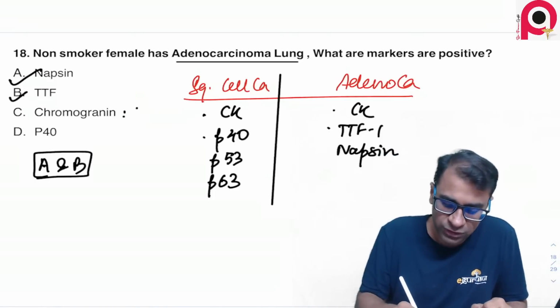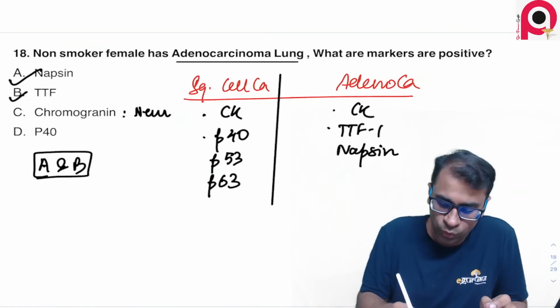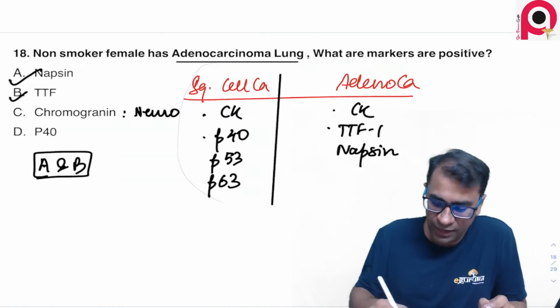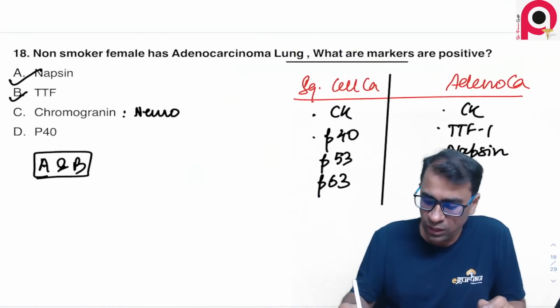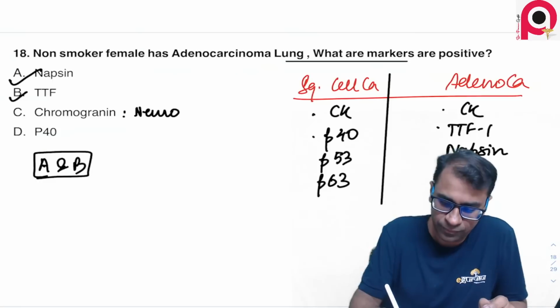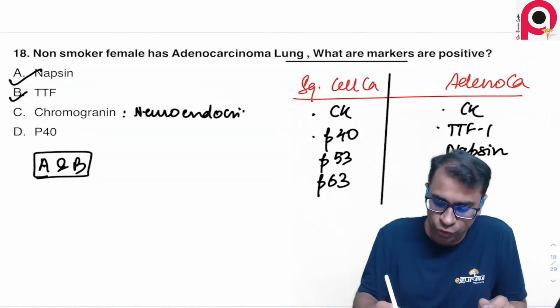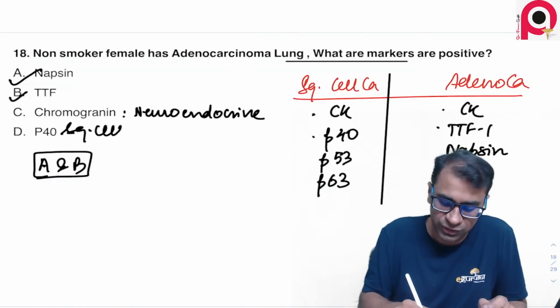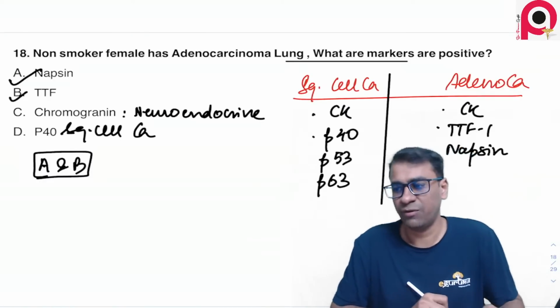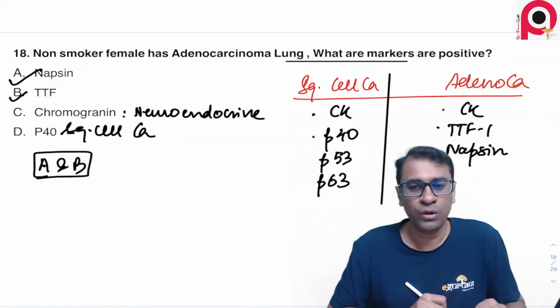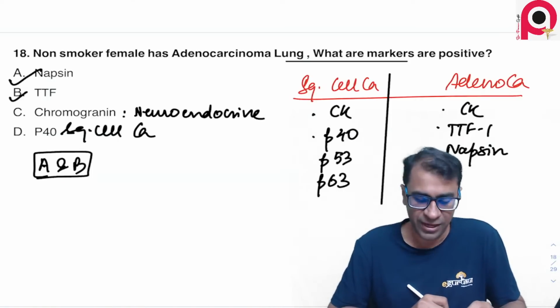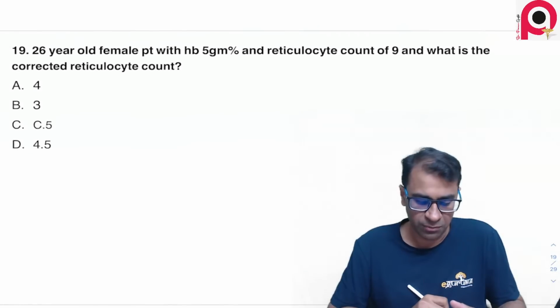Remember, chromogranin is positive in the neuroendocrine tumor. Okay, chromogranin is positive in the neuroendocrine tumor. And P40 is positive in the squamous cell carcinoma. Napsin and TTF1 are positive in a case of adenocarcinoma of lung. ठीक है? Next question, number 19.